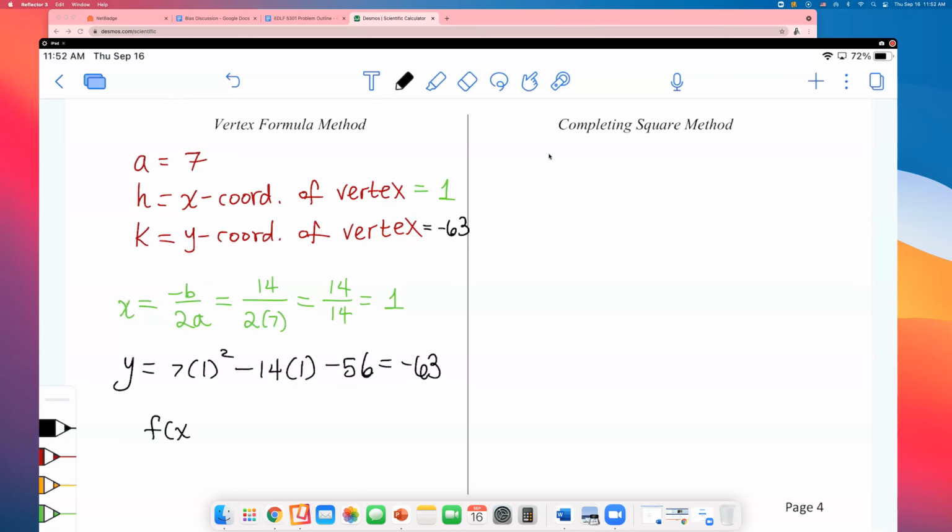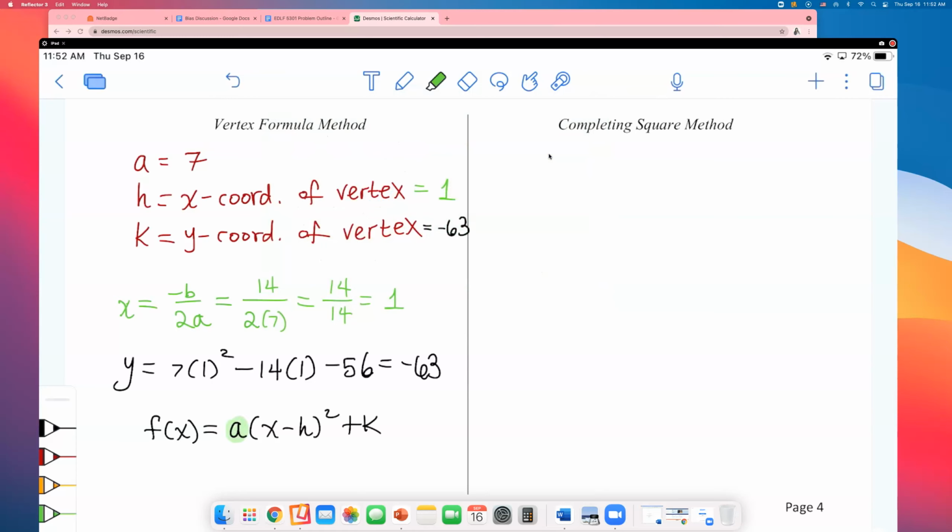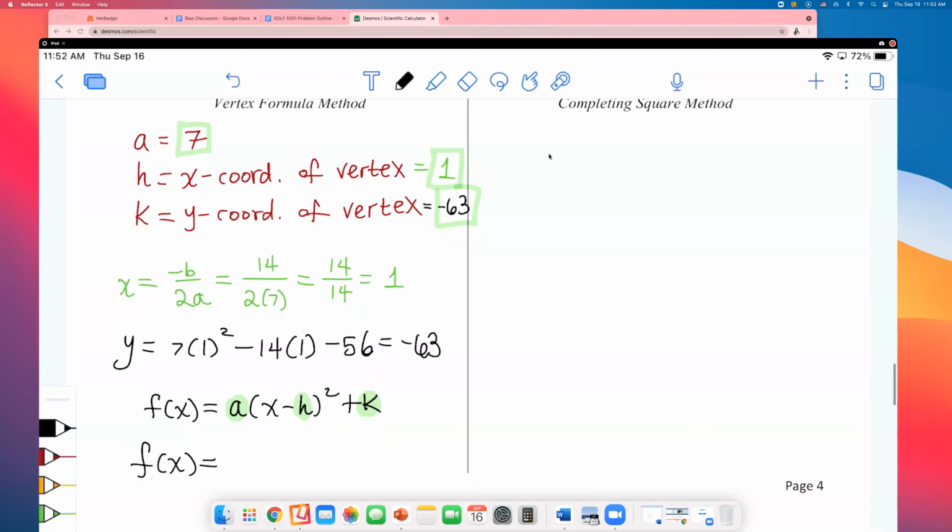Vertex form is f of x equals a times x minus h squared plus k. So you have to plug in a, h, and k in there. A is 7, h is 1, and k is negative 63. So our final answer is f of x equals 7 times x minus 1 squared minus 63.